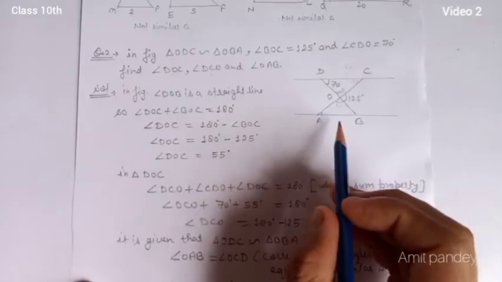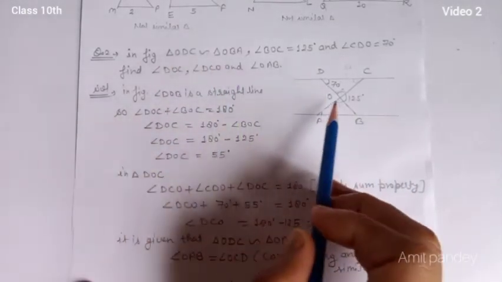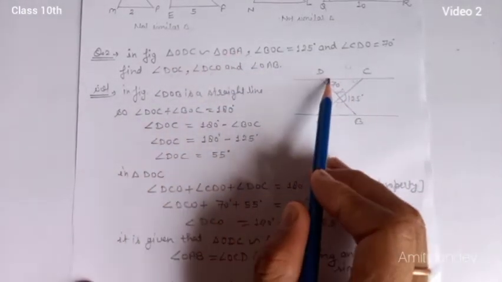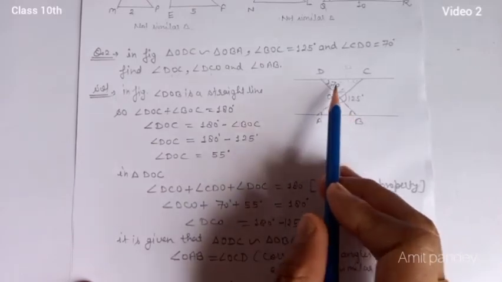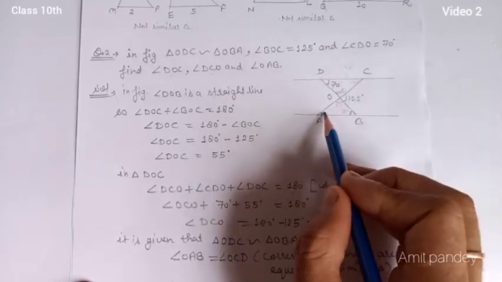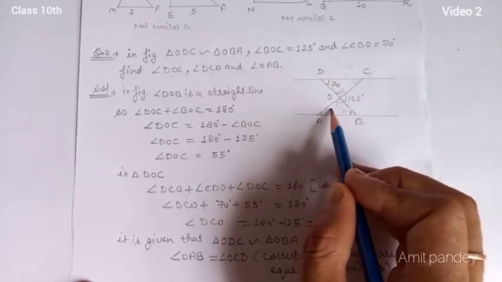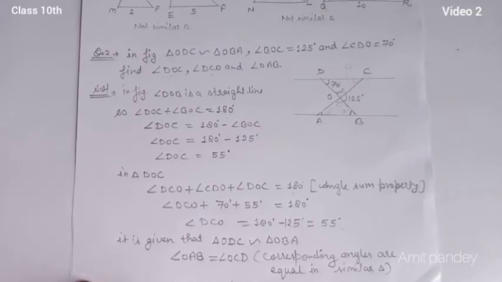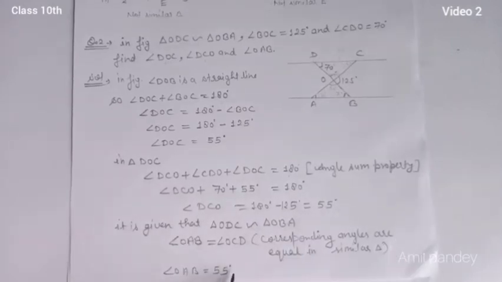Okay, now the corresponding angles are like ODC and OBA, means D corresponds to B here. So angle D and B is 70 degree, and the rest, C, is 55. Similarly A is also 55 degree. So students, here angle OAB is equal to angle OCD. Corresponding angles are equal in similar triangles. So hence students, angle OAB is 55 degree.